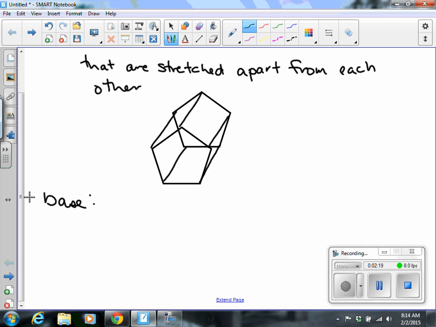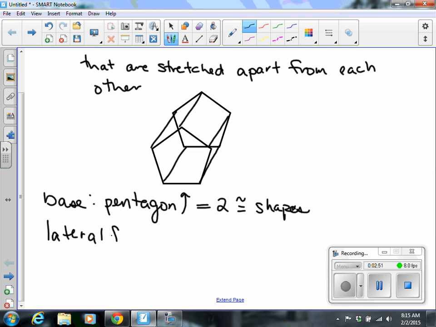Our base in this picture is going to be a pentagon, and we know the two bases are congruent shapes or polygons. We'll just leave it as shapes, to give it an overall broad term. The part that's stretched apart, so that's not the base, are our lateral faces. The easiest definition: not the base.